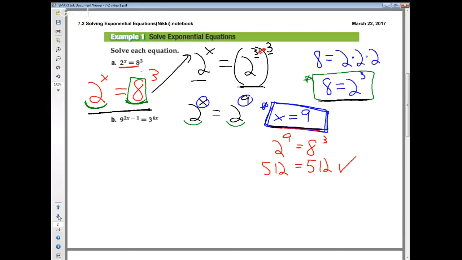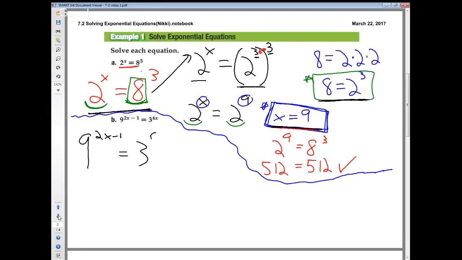So now that we got that example out of the way, let's go ahead and start on the second one. Let me go ahead and draw a barrier. So now we'll look at the next one, which says 9 to the 2x minus 1 is equal to 3 to the power of 6x. Now we're taking it up a notch with this example because it's not just bases raised to a power of just x. We now have expressions as exponents.